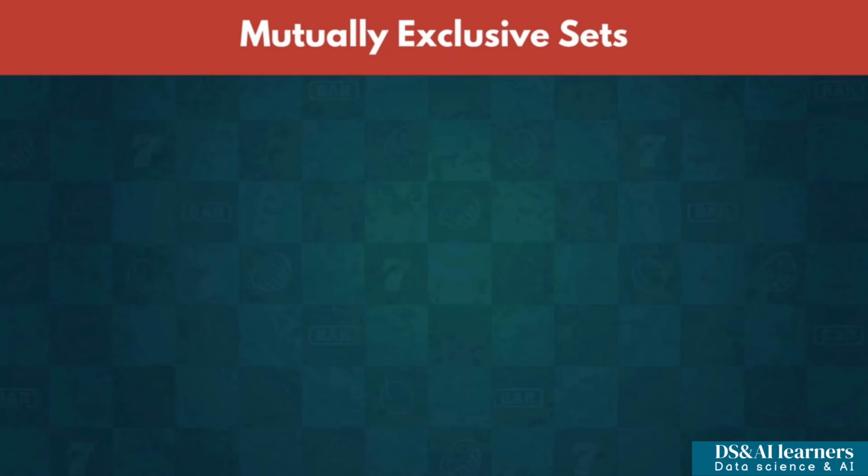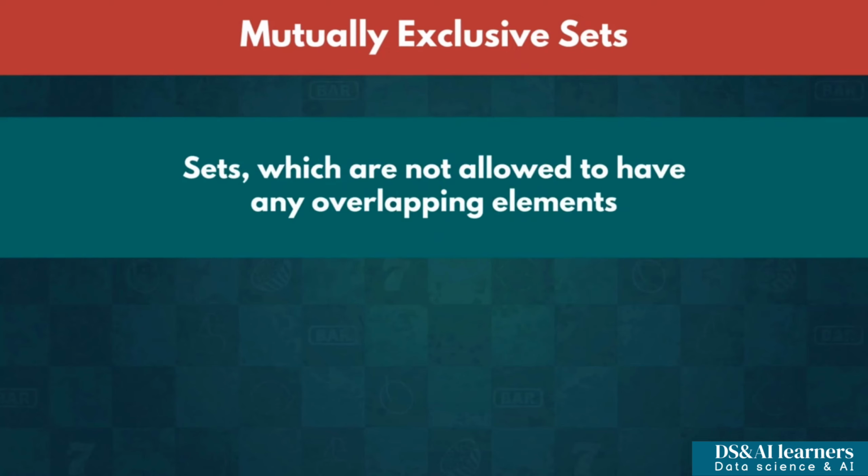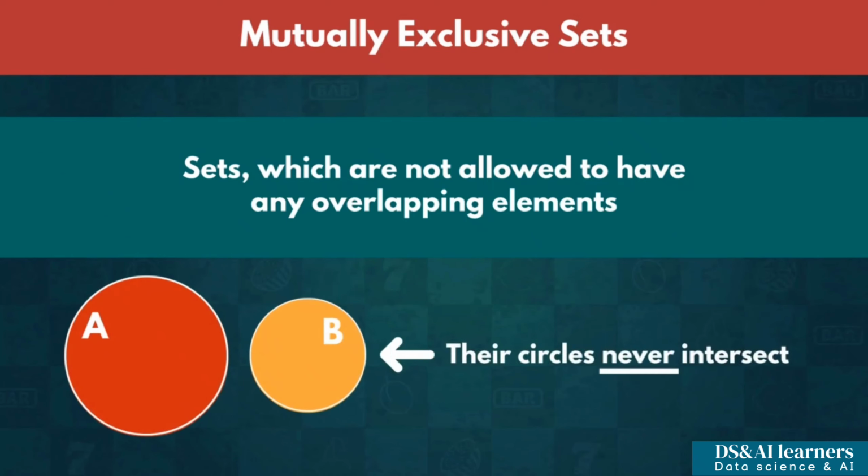Welcome back. Toward the end of the last section, we mentioned mutually exclusive sets without explaining what they are in detail. Well, mutually exclusive sets are sets which are not allowed to have any overlapping elements. Graphically, their circles never intersect.